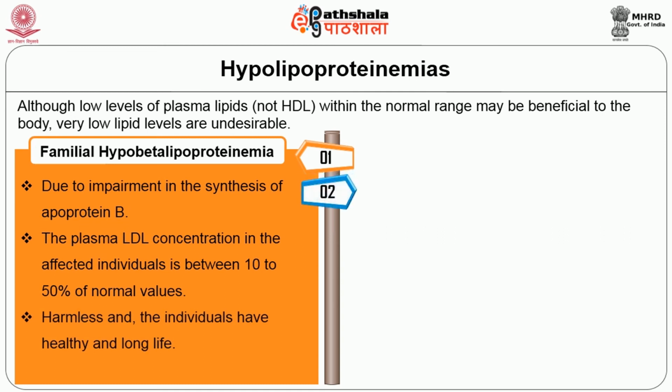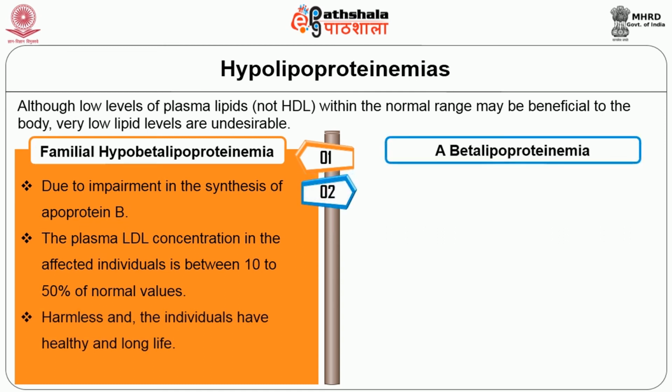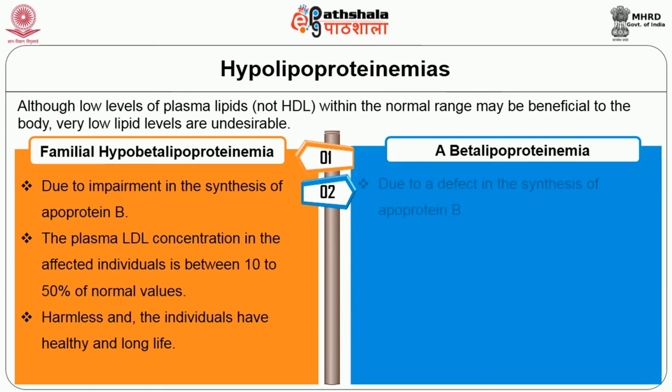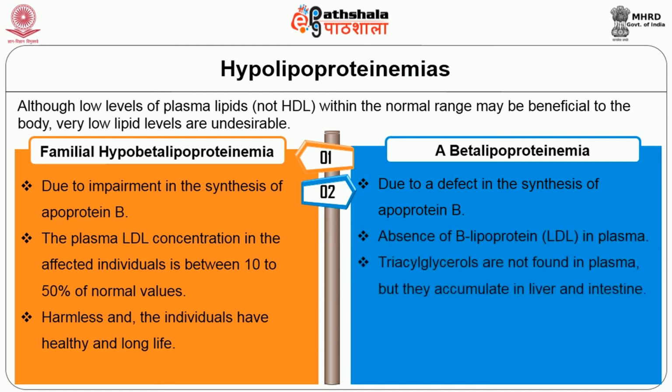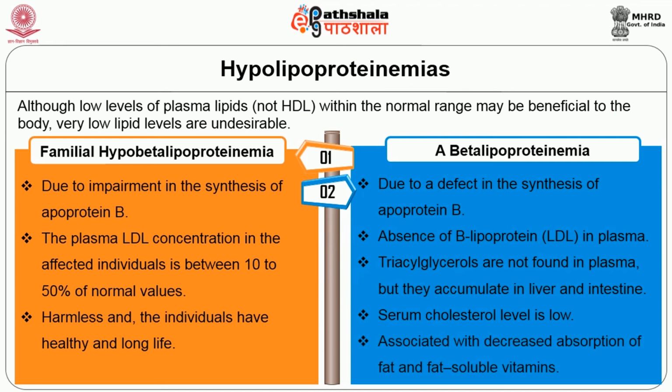The second type is abetalipoproteinemia. This is a rare disorder due to a defect in the synthesis of apoprotein B. It is characterized by a total absence of beta lipoprotein in plasma. Triacylglycerols are not found in plasma, but they accumulate in the liver and intestine. Serum cholesterol level is low. Abetalipoproteinemia is associated with decreased absorption of fat and fat-soluble vitamins. Impairment in physical growth and mental retardation are commonly observed.